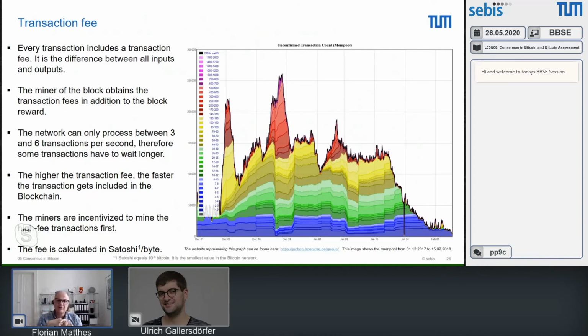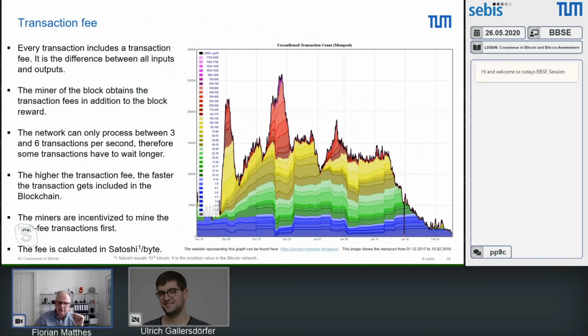And so therefore you can influence also the speed with which your transactions are integrated into blocks. If you pay a high fee, every selfish miner would say, oh, super, I take these transactions where I can earn a lot of transaction fee.